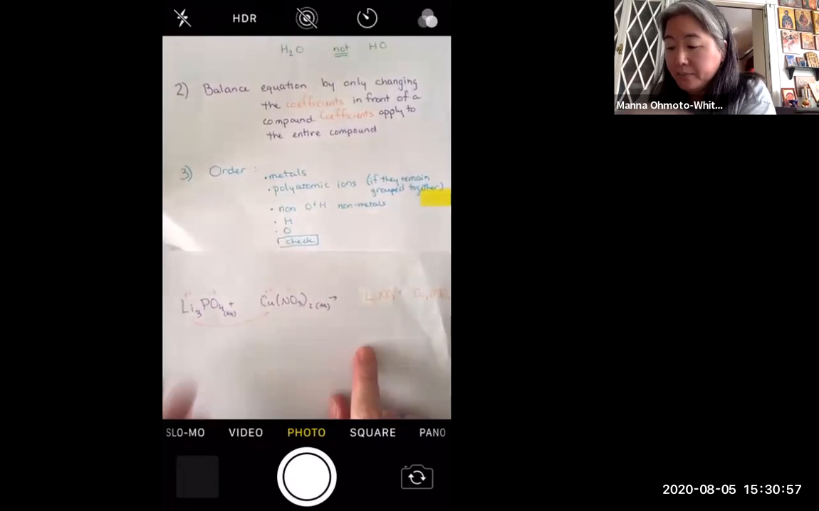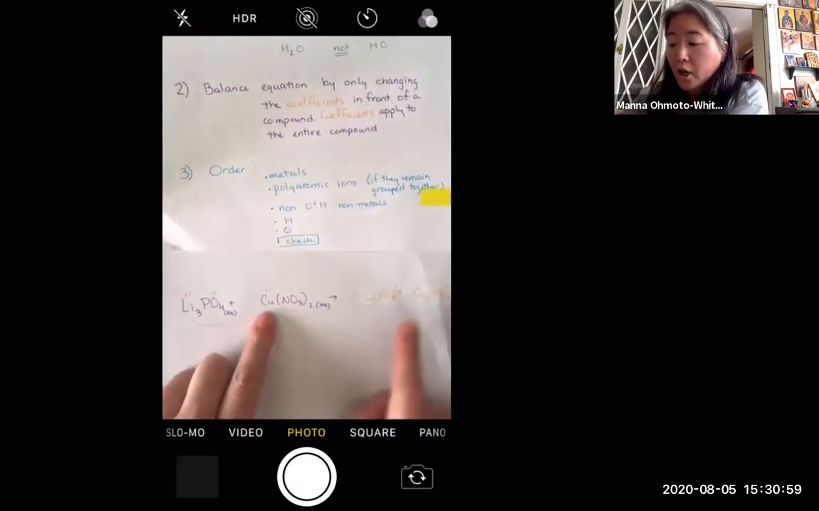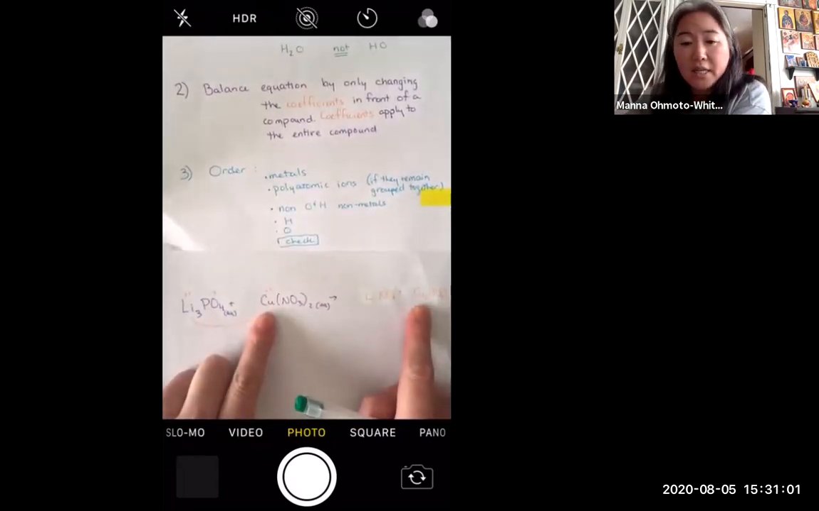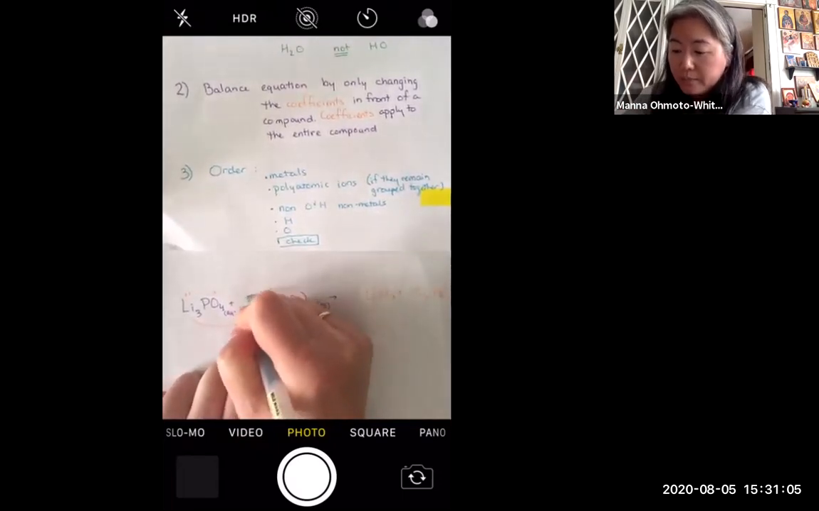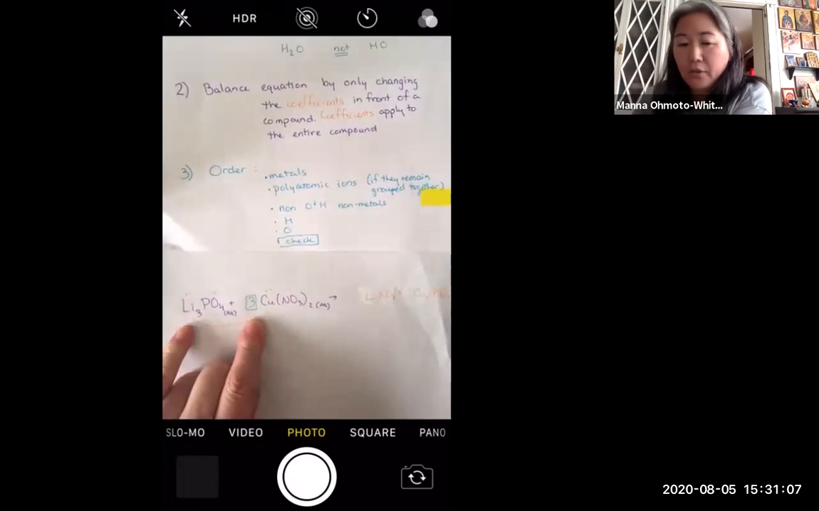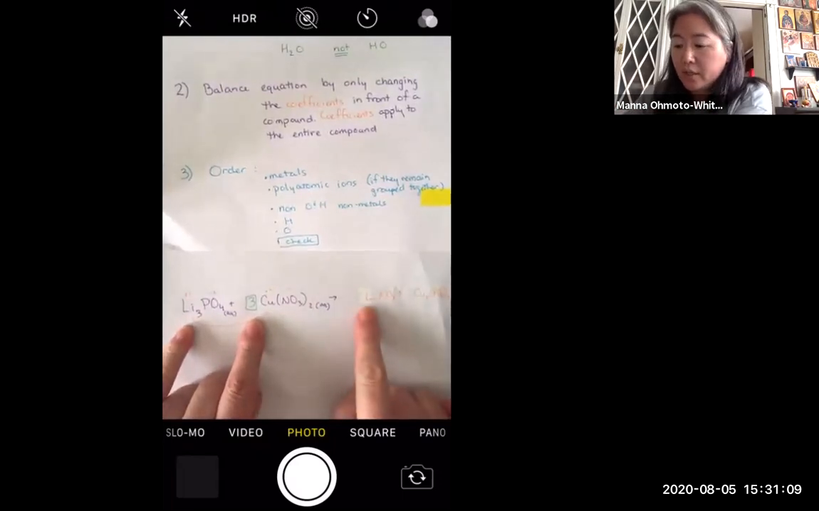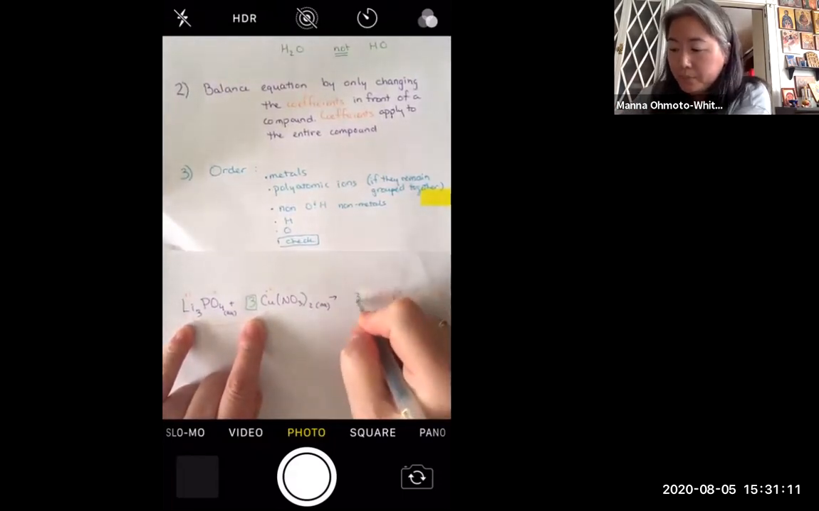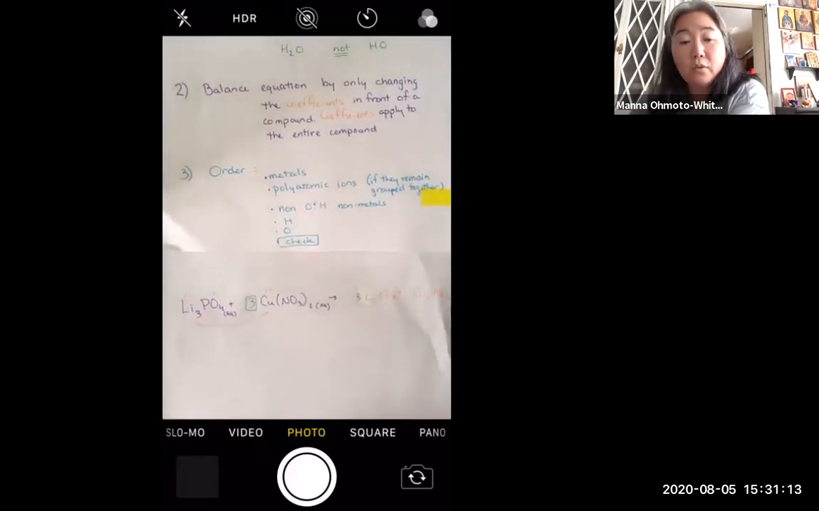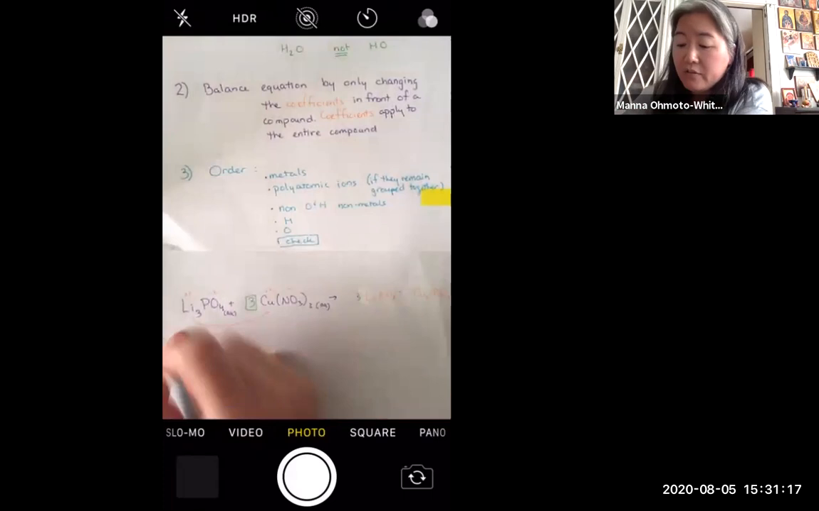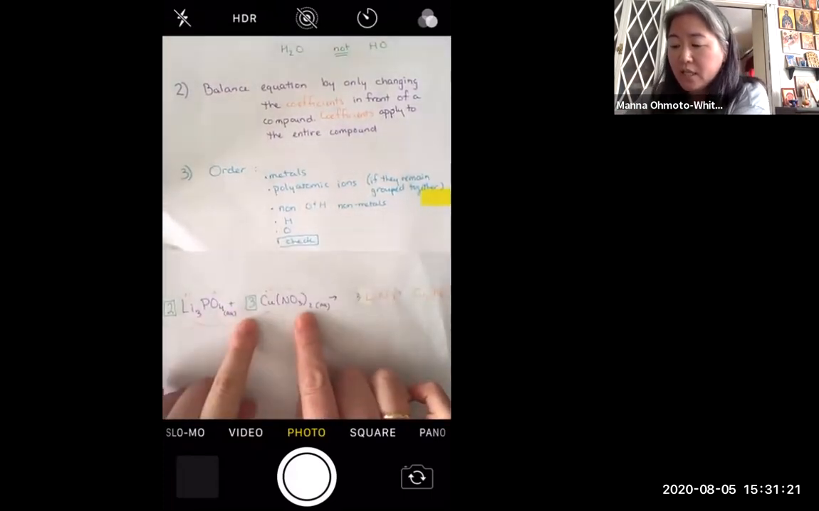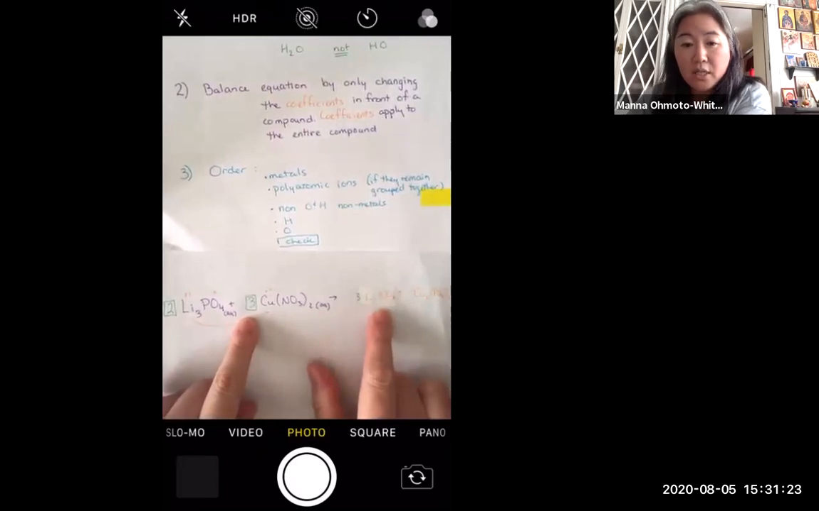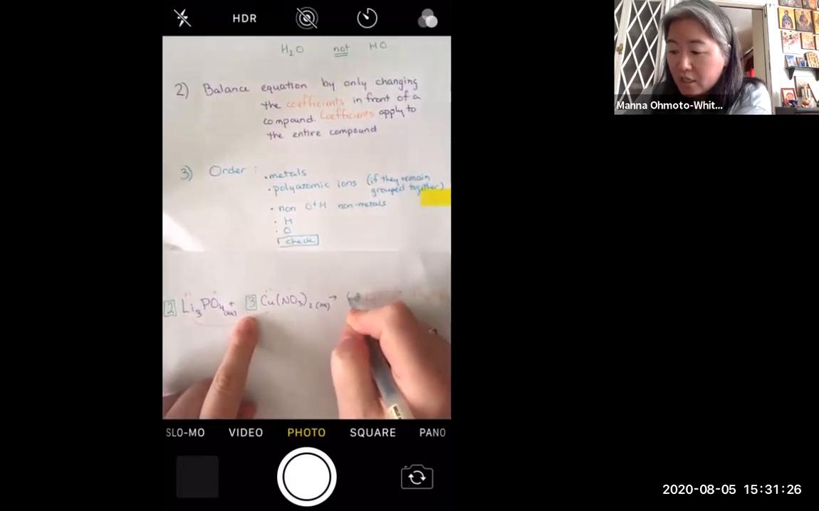So I have copper. I have 3 coppers on this side and 1 on this side. So I will multiply this by 3. I have 3 lithiums here and 3 lithiums here. Now I look for my polyatomic ions. I have 2 phosphates here, so I have to multiply this by 2. And I have 6 nitrates here, but only 3 nitrates here, so I have to change this to a 6.